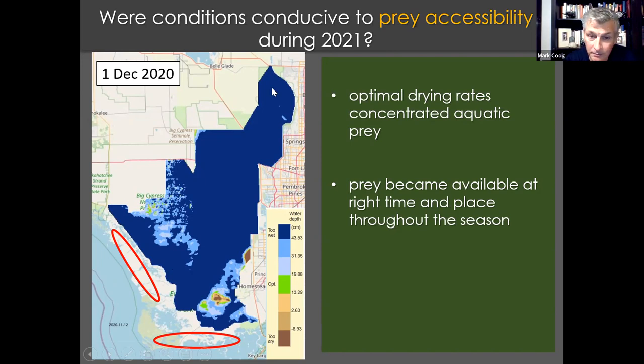So we can see that most of the Everglades was very wet, actually far too wet for foraging. We've got 43 centimeters, a foot and a half, at least in some areas. It was 5-6 foot deep in Water Conservation Area 3A, far too deep. But what we're not seeing is the water depths here in the coastal region.